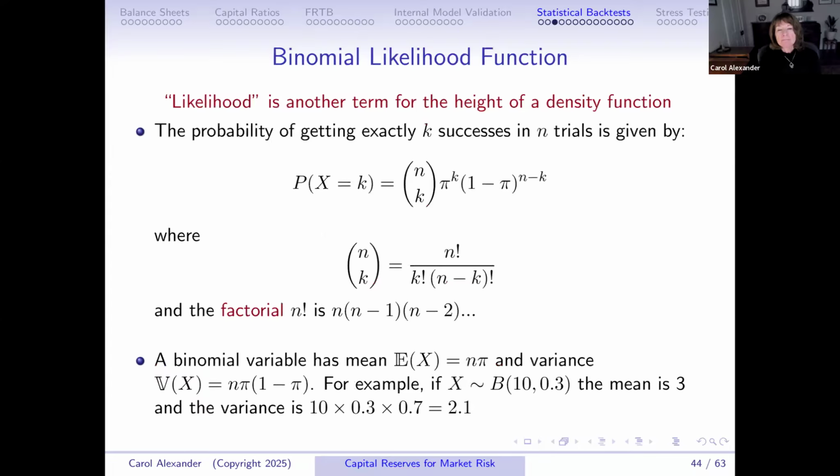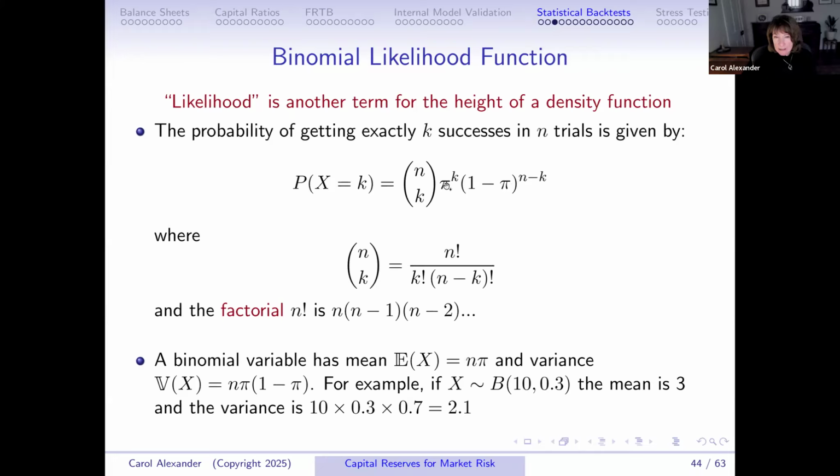So the binomial has a likelihood function, which is another term just for the height of this density. Don't forget it's a discrete density, so it doesn't look like a curve. It looks like a series of nails, a series of spikes, right? And the height is called the likelihood, and this formula gives you the likelihood, the probability of getting exactly k successes in n trials, given by this combinatorial coefficient, n choose k, which is n factorial over k factorial times n minus k factorial, also on the denominator. And here we've got pi to the power k and 1 minus pi to the power n minus k.